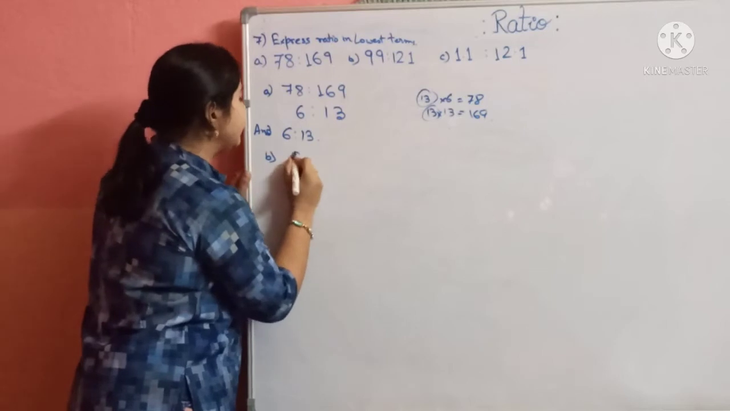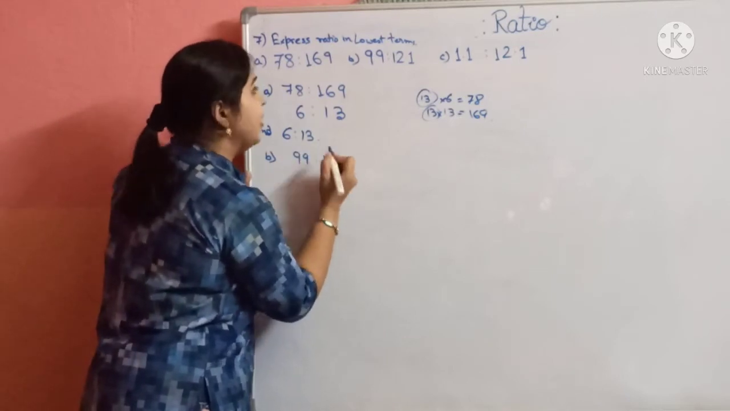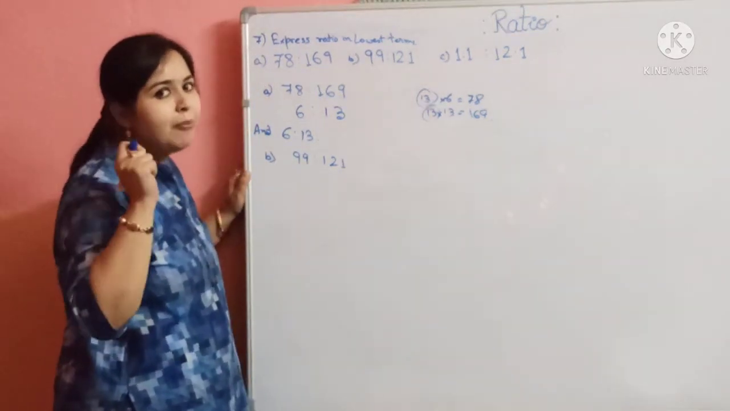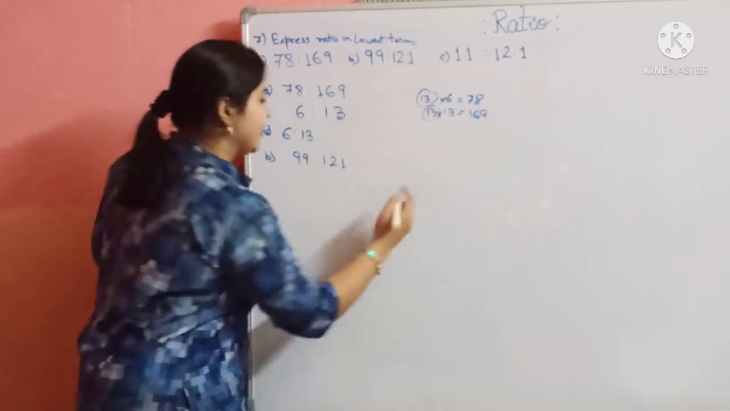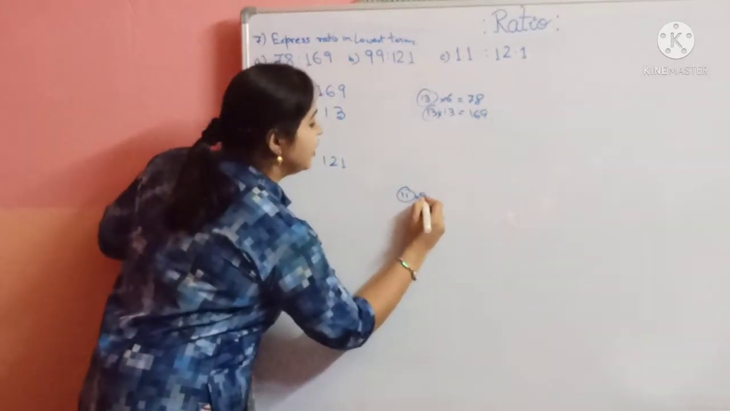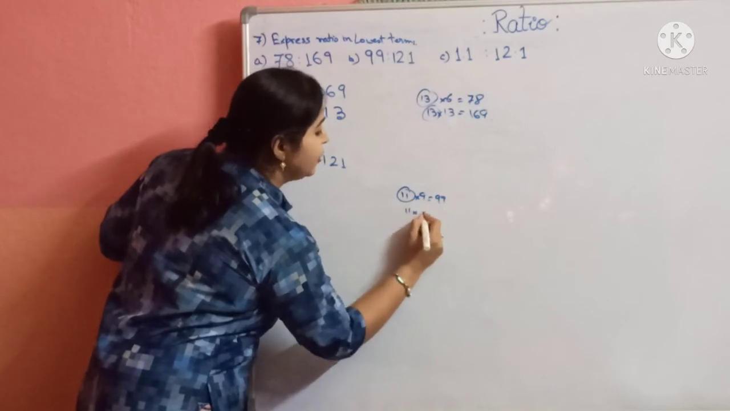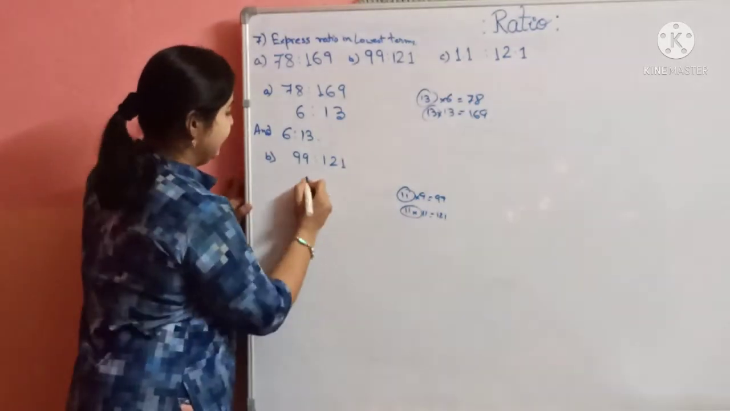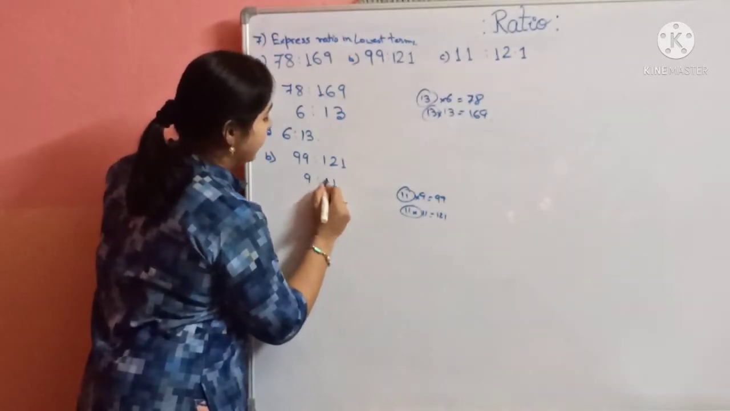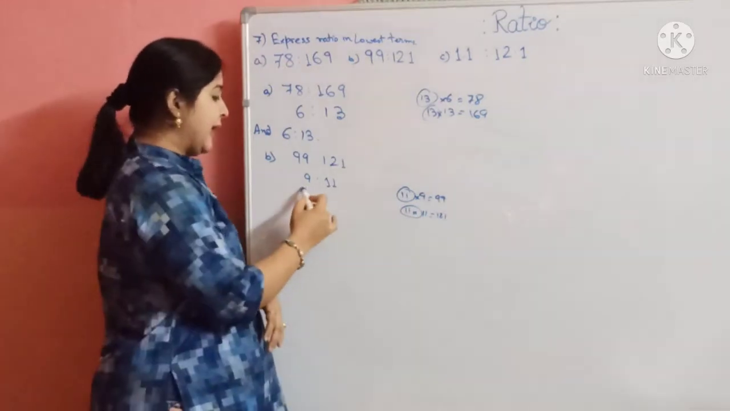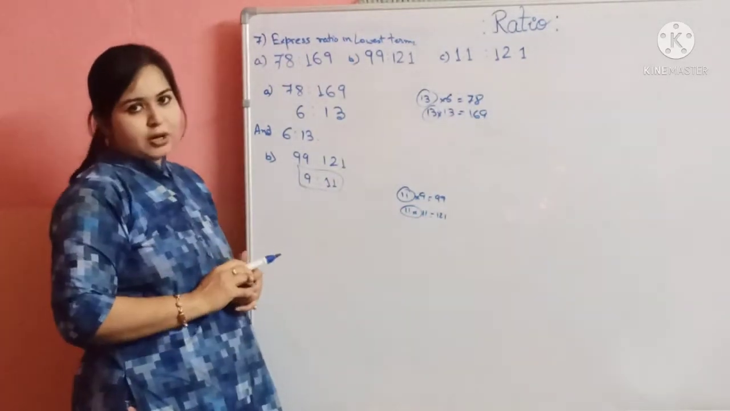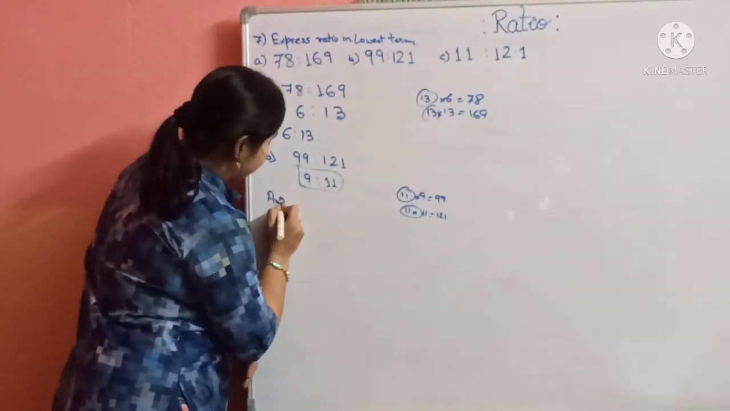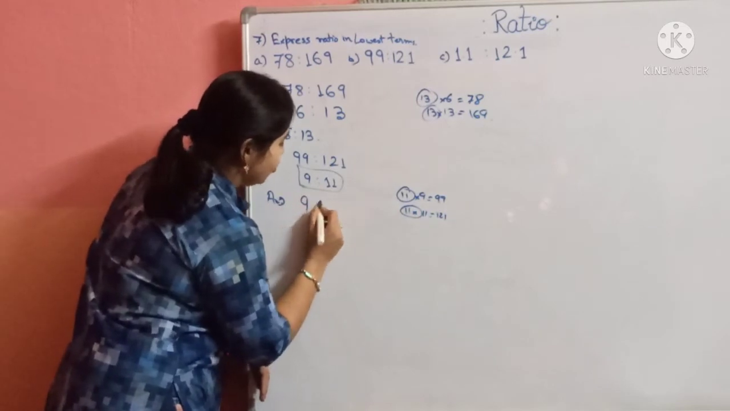Now do number B along with me. It's also very easy. I think you can do it by yourself. 99 is to 121, which is the common divisibility number? Tell me. Yeah, it's 11. So 11 into 9 is 99. 11 into 11 is 121. See, isn't it fun? 9 is to 11. Both are positive numbers and they cannot be divided by any more divisibility number. So, we found our answer and our least term, 9 is to 11.